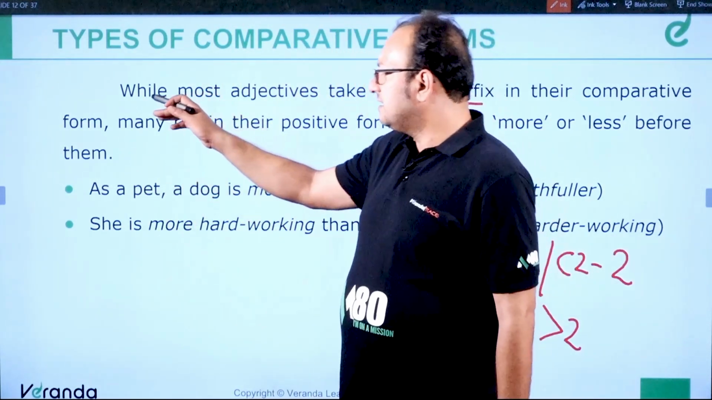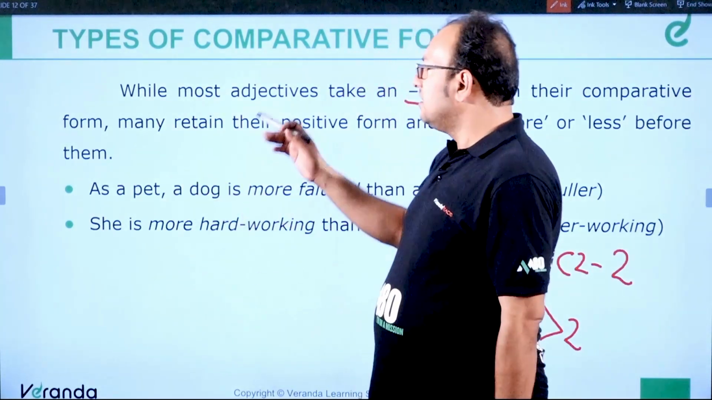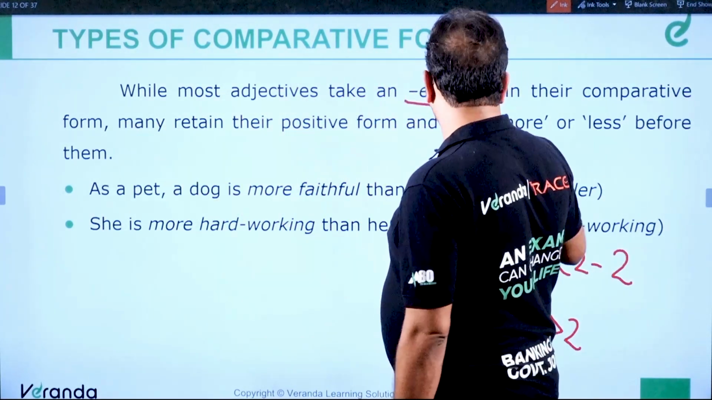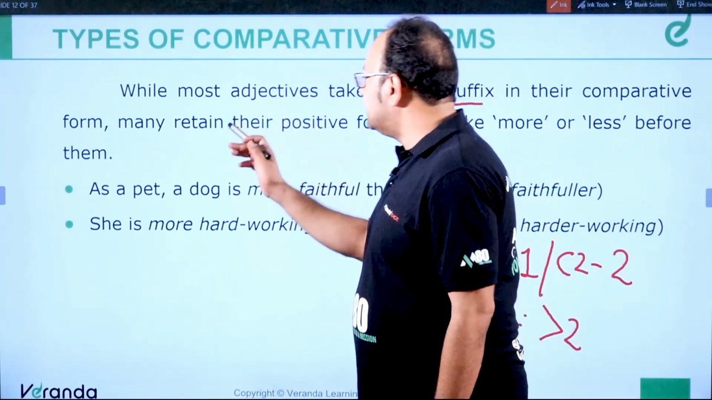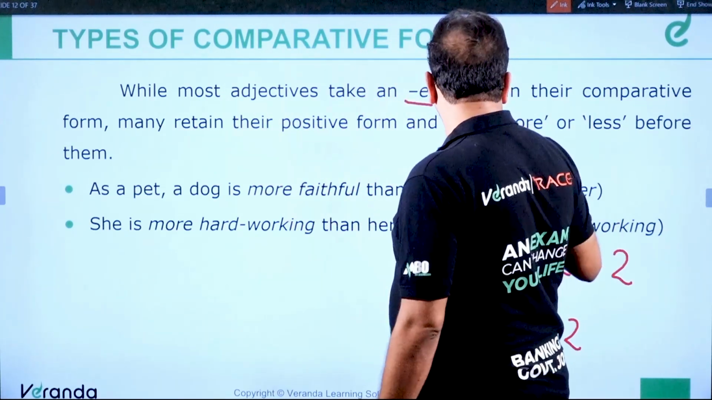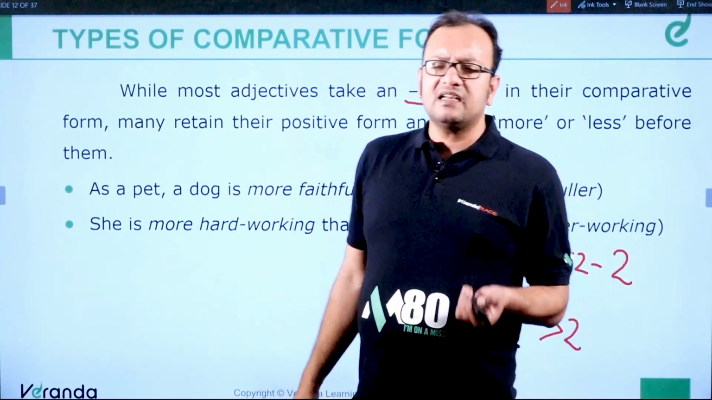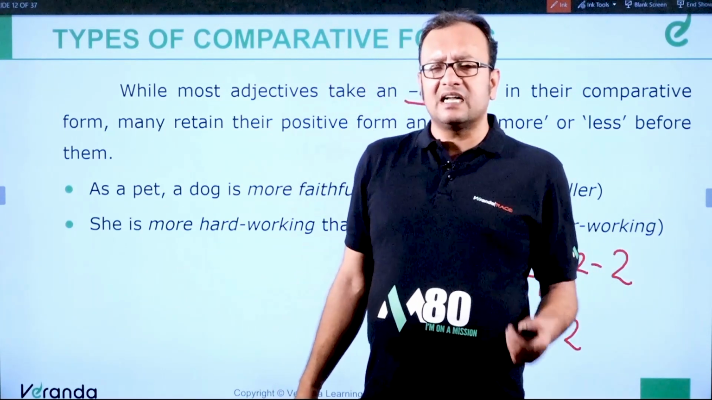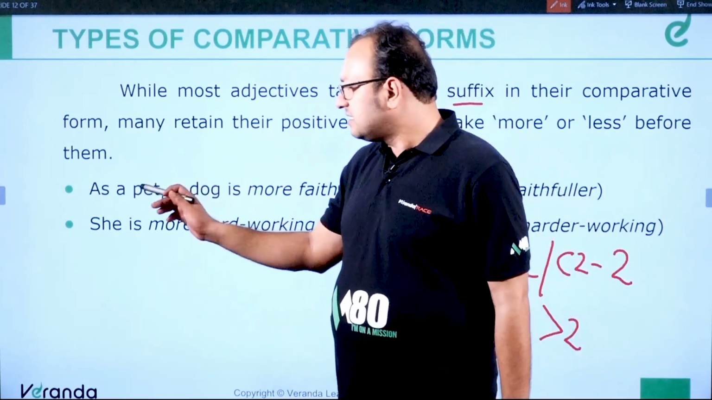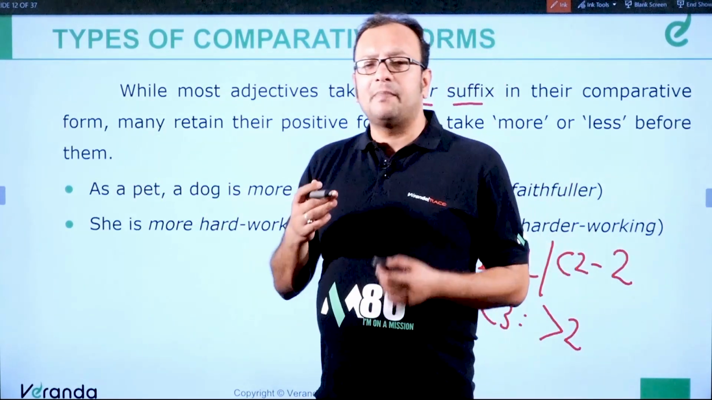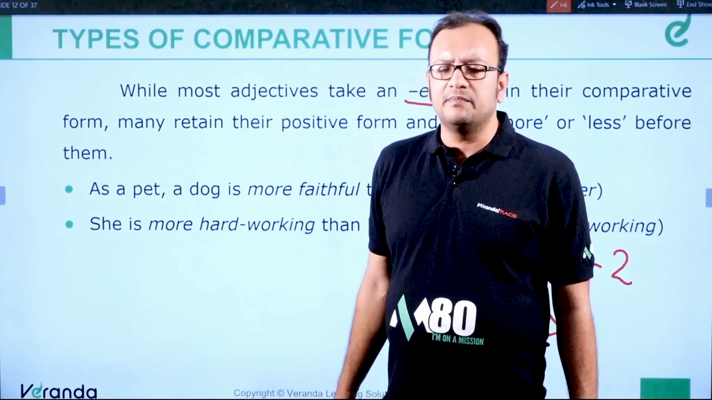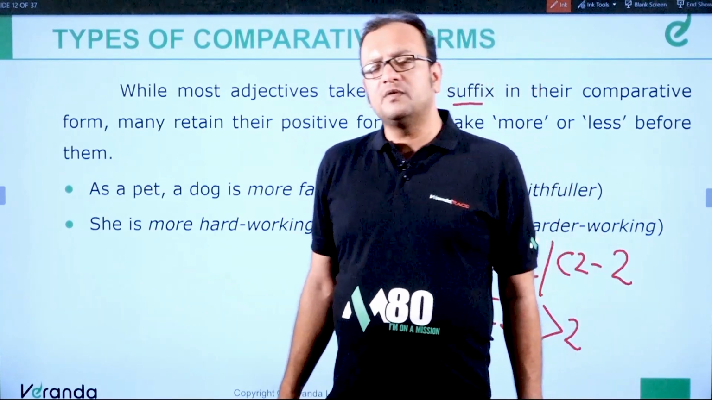But before that, let me tell you this exception which is there. Most adjectives take an ER suffix in their comparative form. Many retain their positive form and take more or less before them. So most of the adjectives are used like better, bigger, larger, smaller. But sometimes, if it's a bisyllable word, we use more before the comparative and most before the superlative.